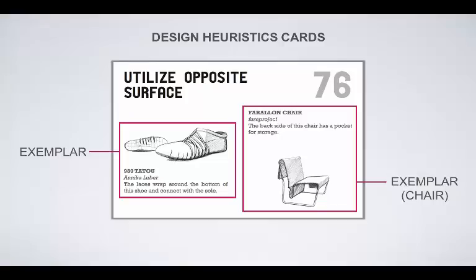In this example, a shoe design includes laces that wrap around the body of the shoe to produce a better fit, changing how laces interact with the opposite surface on a shoe. From examining a card, the designer gains an understanding of the design heuristic. Then, they need to apply the heuristic to the design problem of choice.